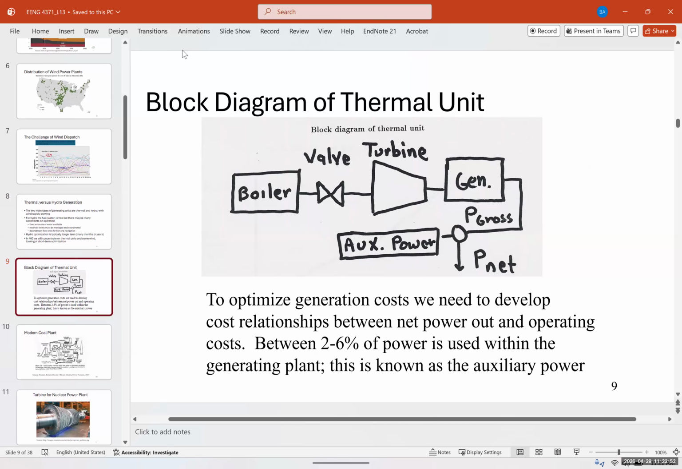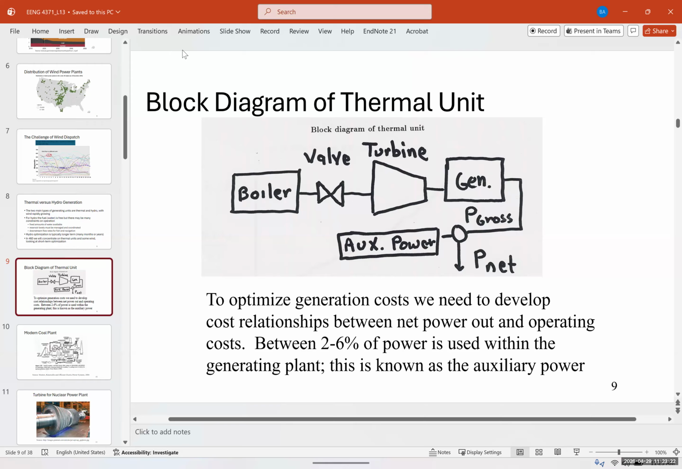Now, this slide shows a block diagram of a thermal generating unit. The basic idea is very simple. It hasn't changed for 100 years. Fuel, whether it's coal, natural gas, or nuclear, is used to produce heat. That heat converts water into high-pressure steam. The steam drives a turbine, which spins a generator, which produces electricity.